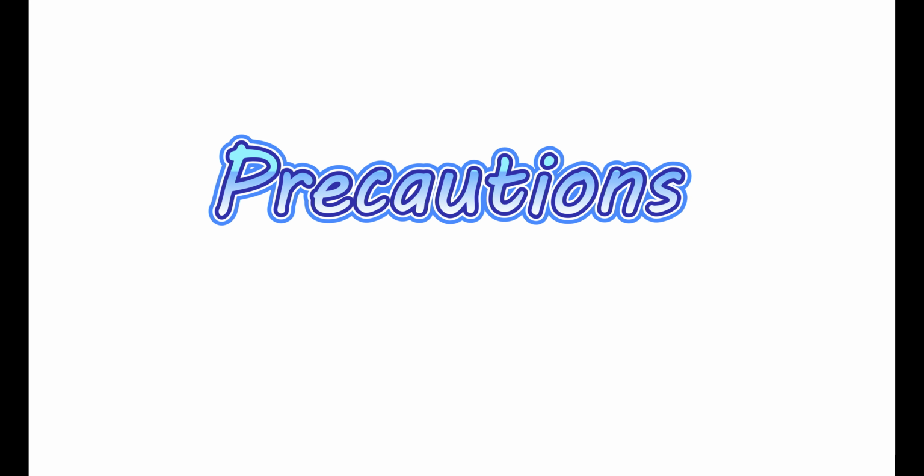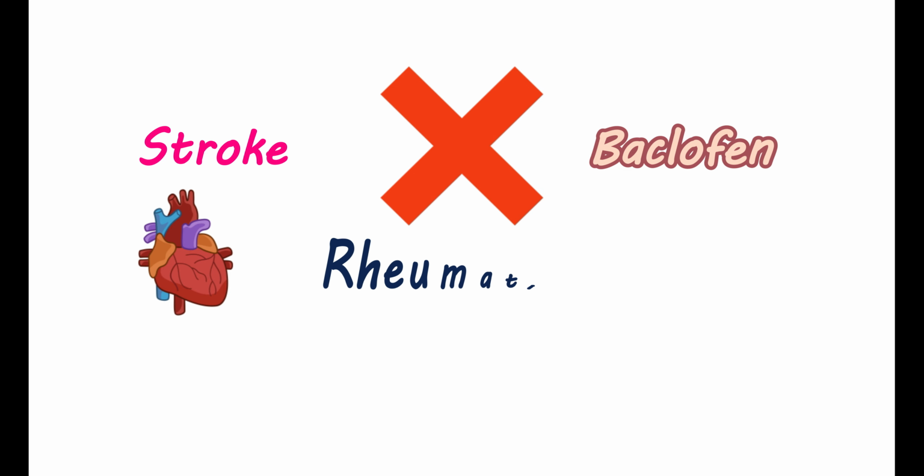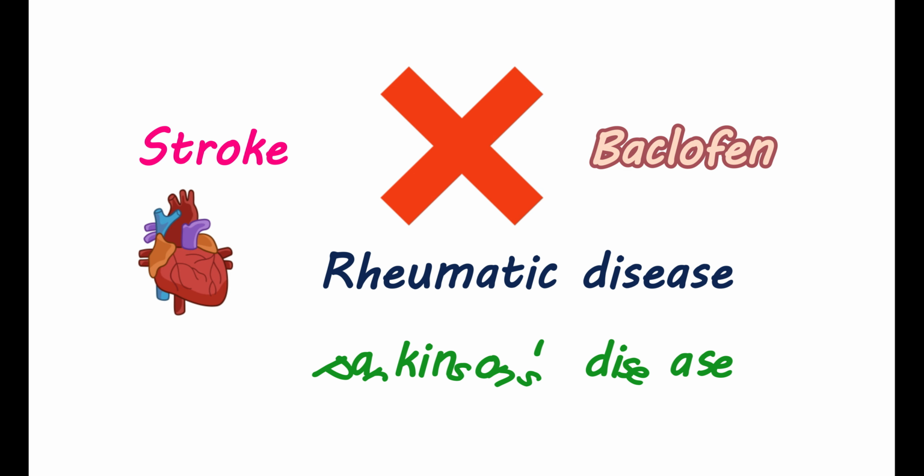What are the precautions to be noted? In the people who have had a stroke, use of Baclofen is not suggested. This medication may not be properly tolerated in people with stroke. Therefore, it may be avoided. It is also not indicated for treating the spasm associated with a rheumatic disease or in people with Parkinson's disease.